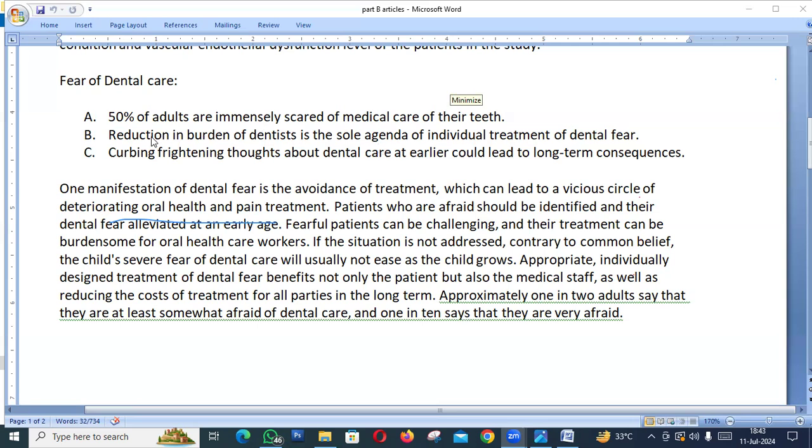If I say reduction in the burden of dentists is the sole agenda of individual treatment of dental fear, is it correct or wrong? No, sir, it's wrong. Okay, why is it wrong? Sole agenda is only one. Here I'm saying the only agenda is reduction in the burden of dentists, but this is not the only reason. It also benefits patients and decreases the cost of treatment.